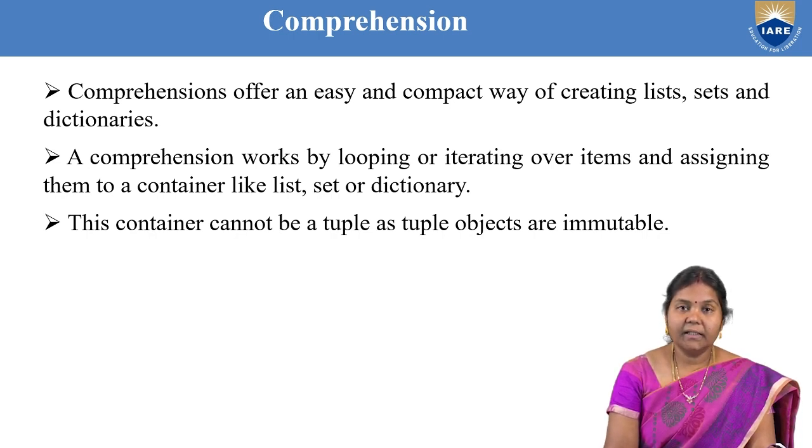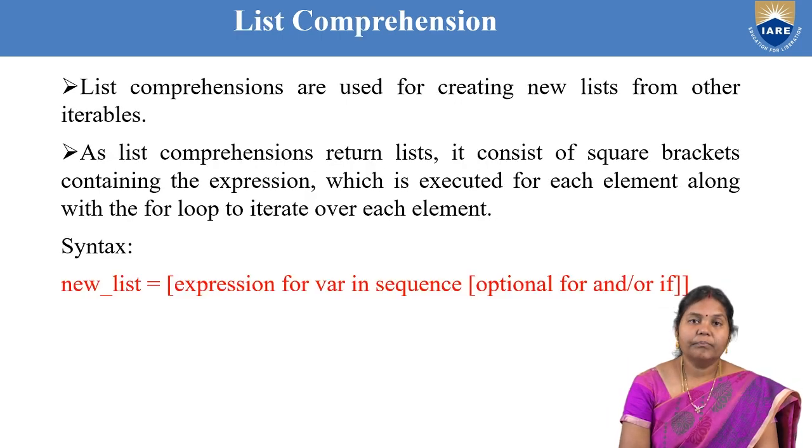Now, this container cannot be a tuple. There is no tuple comprehension mechanism in Python as tuple objects are immutable. So we have three types of comprehension mechanism in Python: list comprehension, set comprehension and dictionary comprehension. It is the easiest and most elegant way to create containers like a list, set or dictionary. Now, let us start with list comprehension.